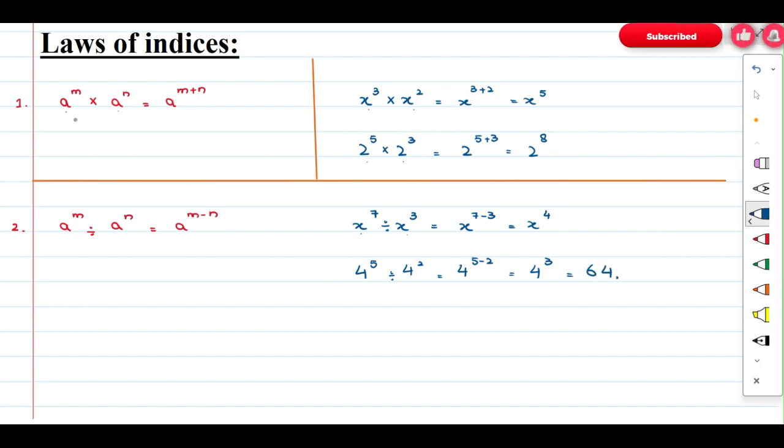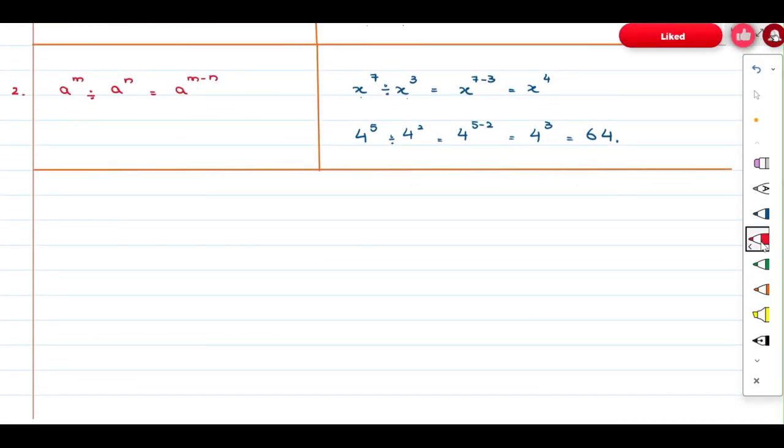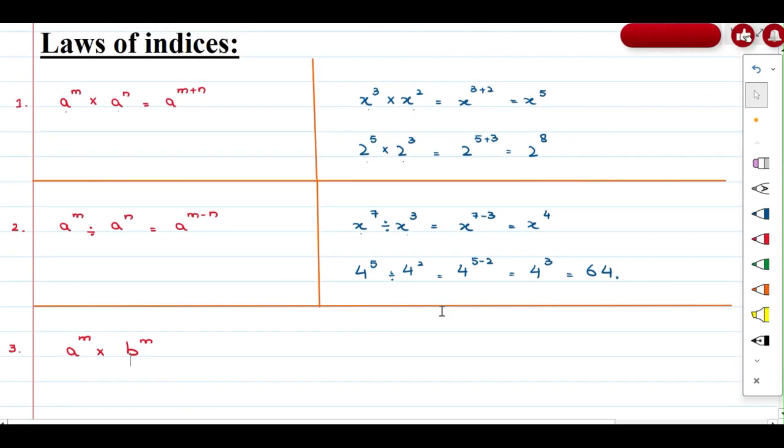So in the first law, when you have the same bases in the product, you add the powers, and when you have the same bases in division, you subtract the powers. Now let's move to the next law, law number 3. The third law is when you have different bases in the product but the same powers. Before, we had the same bases but different powers. Now we have different bases and the same powers.